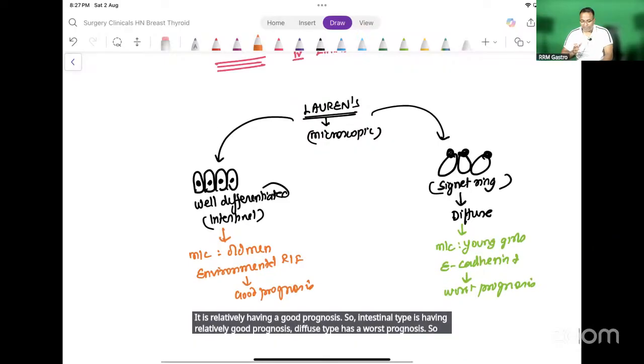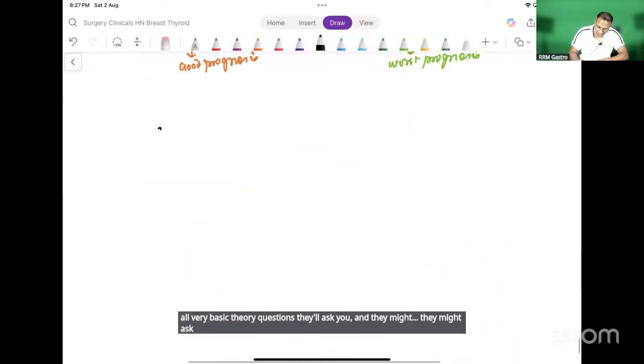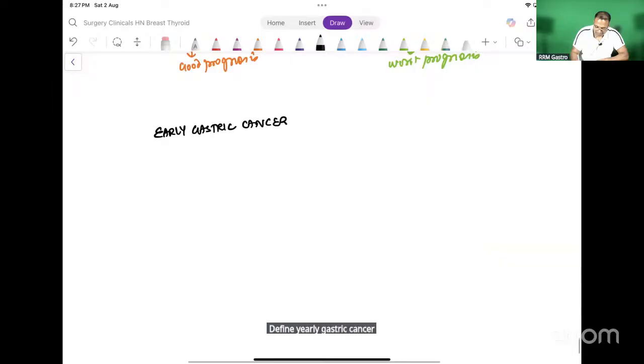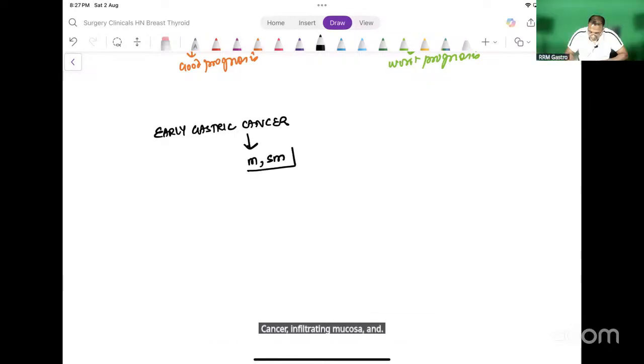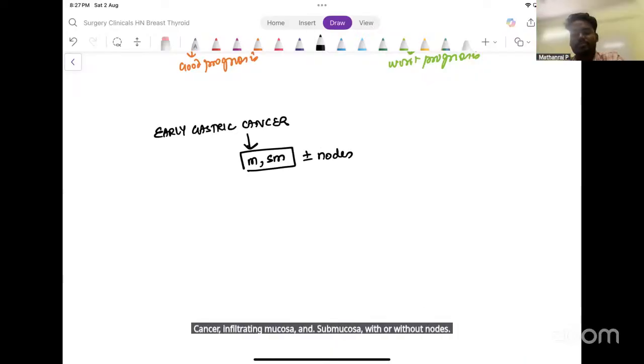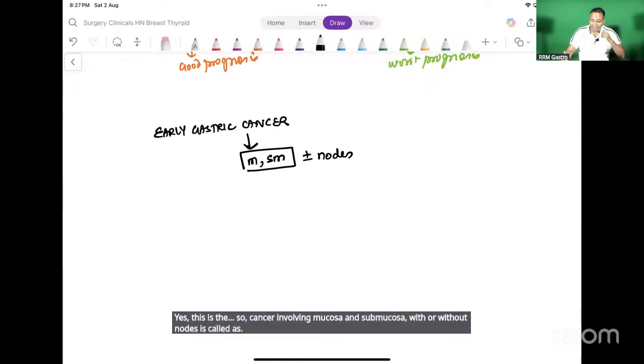So these are all very basic theory questions they'll ask you, and they might ask you, what is early gastric cancer? Define early gastric cancer. Yes, what is early gastric cancer? Cancer infiltrating mucosa and submucosa with or without nodes. Yes, this is early. So cancer involving mucosa and submucosa with or without nodes is called early gastric cancer.